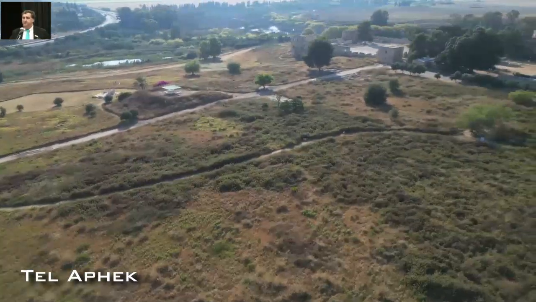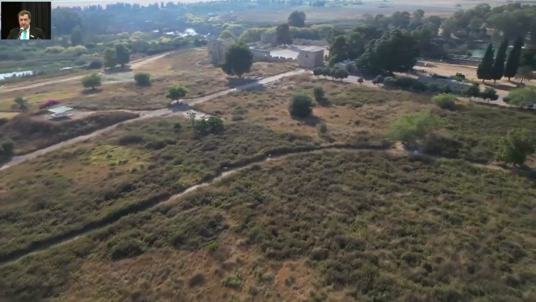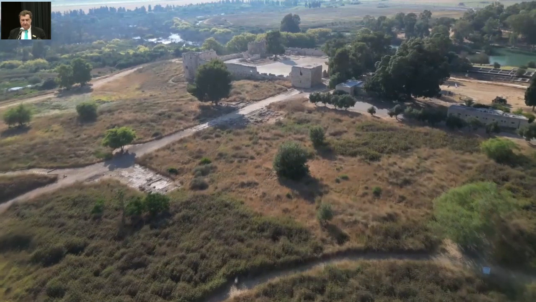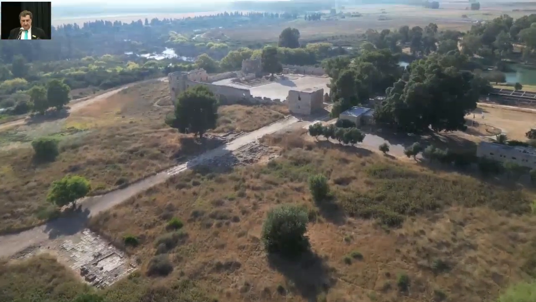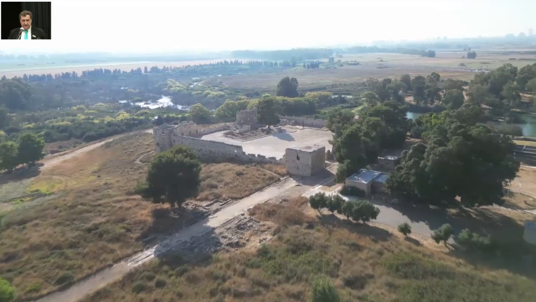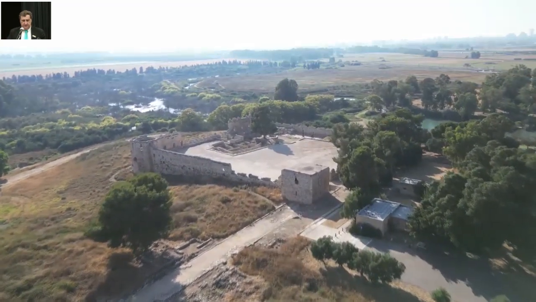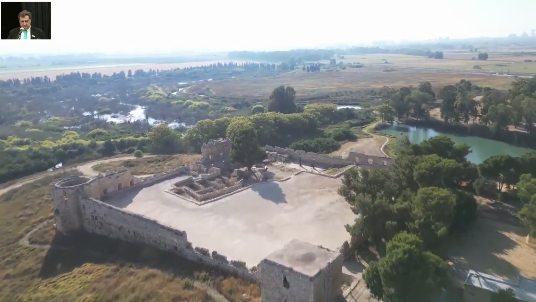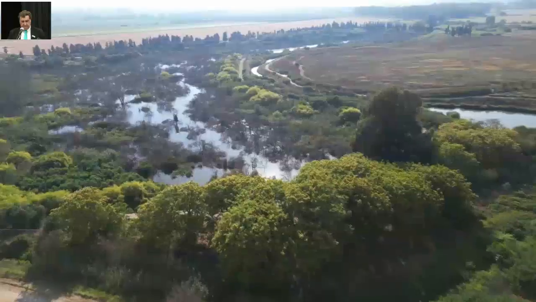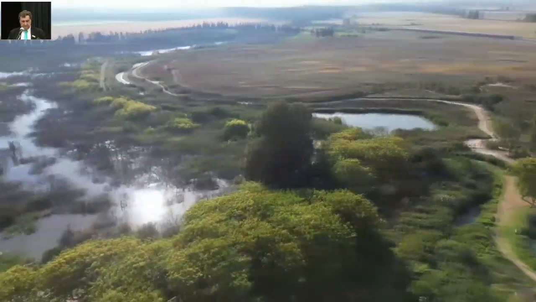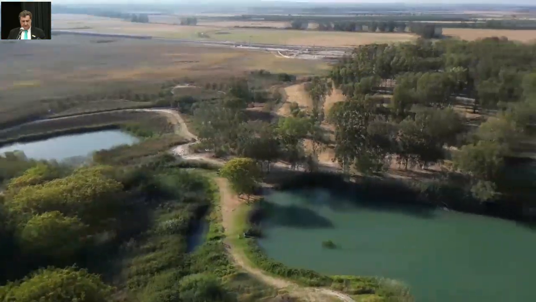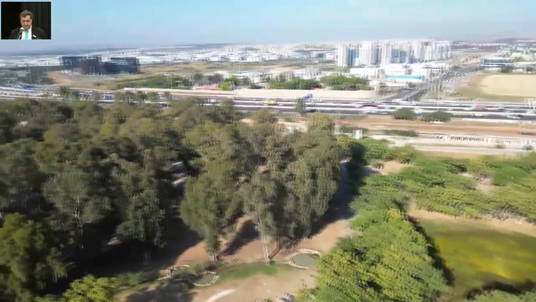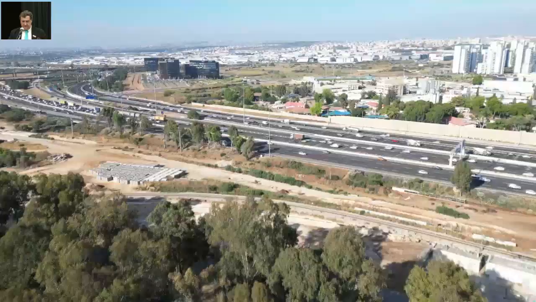Now, Tel Aphek was where the Philistines were camped, which is close to the springs which feed the Yarkon River that empty into the Mediterranean just north of Tel Aviv. Now, just coming up now to the Crusader Castle. In the back there you can see the springs of the Yarkon River. Okay, now we're heading east.